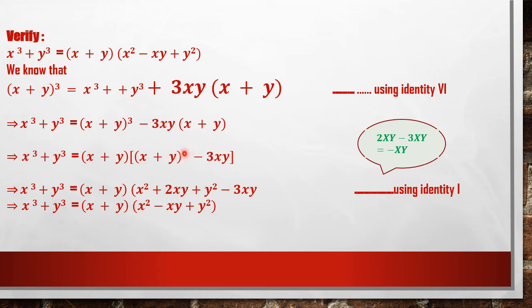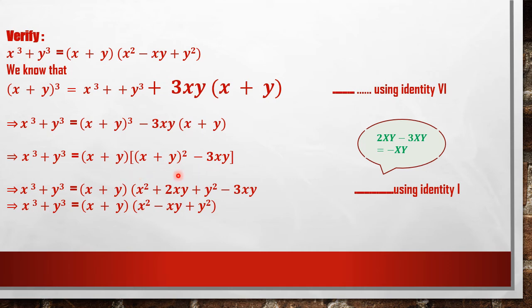Why? Here the power is 2, here the power is 1, 2 plus 1 is 3. So 1 power we have taken outside, the power 2 is remaining, of what? Of x plus y whole square. And what about the last term? Here we already took x plus y common, so we are only remaining with minus 3xy. That's all. 50% of your work is done.